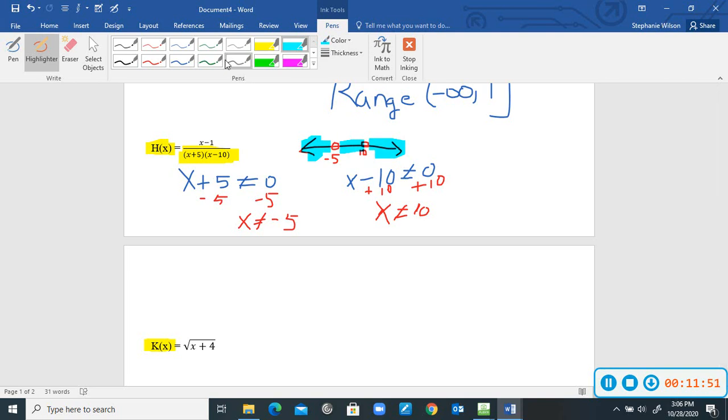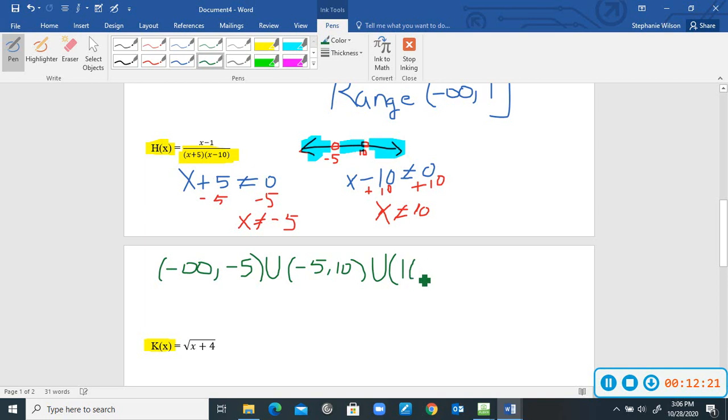So my domain statement will look like this. It will be negative infinity, comma, negative 5. And I'm going to use a parenthesis on the negative 5 because I can't include it. Union negative 5, comma, 10. Again, a parenthesis because we can't include 10. Union 10, comma, positive infinity. And that is my domain, and it's because it's a fraction, it has a restriction.